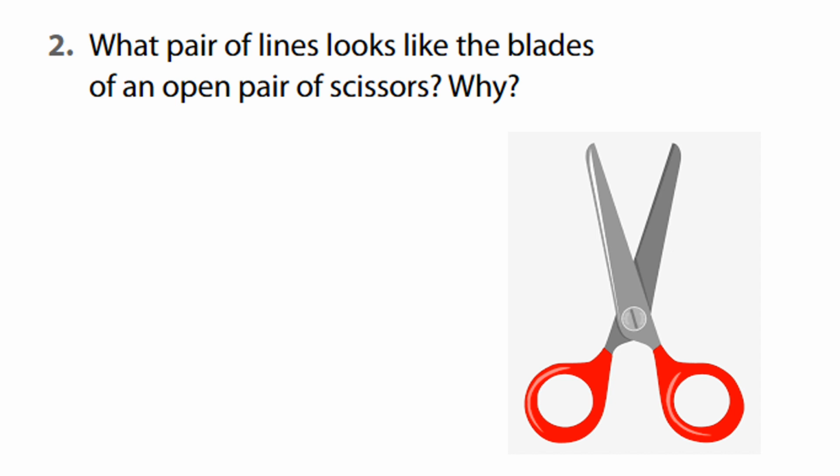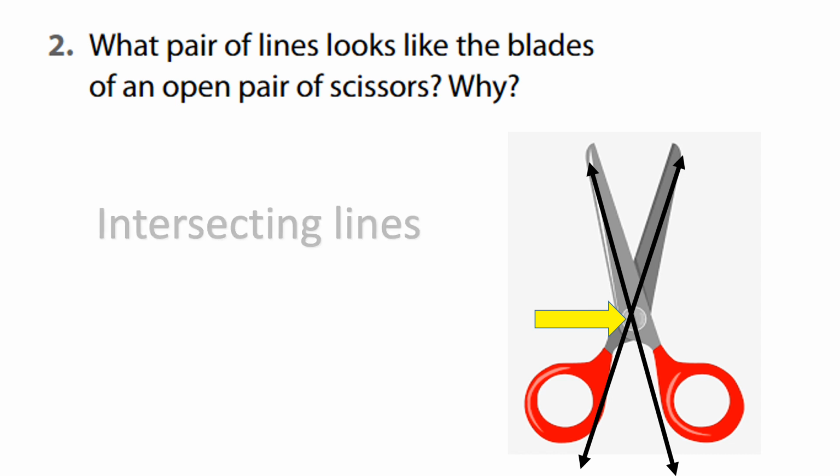What pair of lines looks like the blades of an open pair of scissors, and why? Now let's imagine that we are going to draw a line over the scissors here. So this will be the first line and this will be the second line. And it's very obvious that the two lines intersect at a point. So we name these two lines, yes, great, intersecting lines.